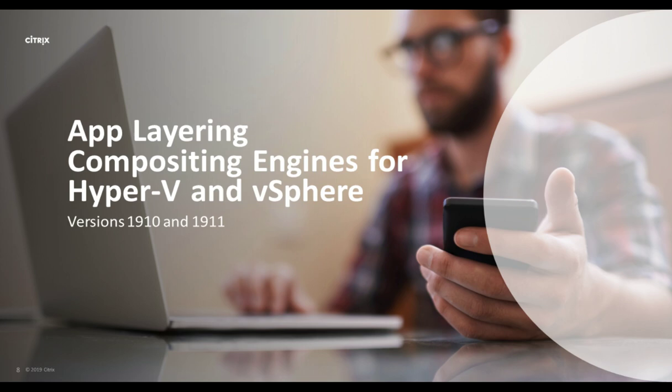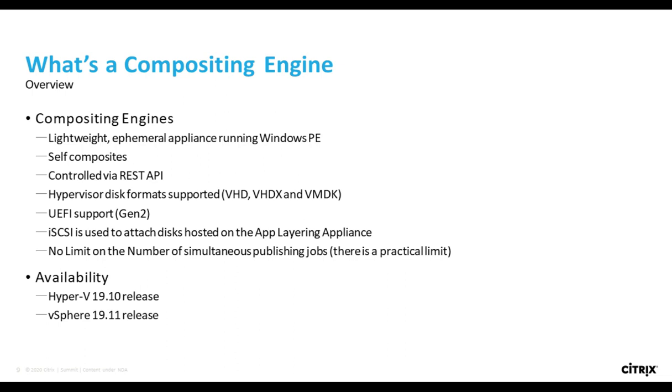Okay. So now we're going to switch over to compositing engines for Hyper-V and vSphere. The Hyper-V compositing engine came out in 1910, and for vSphere it was in version 1911. I find these to be one of the more exciting things that we did last year. And you might ask, what's a compositing engine? It's a lightweight ephemeral appliance running Windows PE that's doing self-compositing of packaging workflows and publishing workflows.